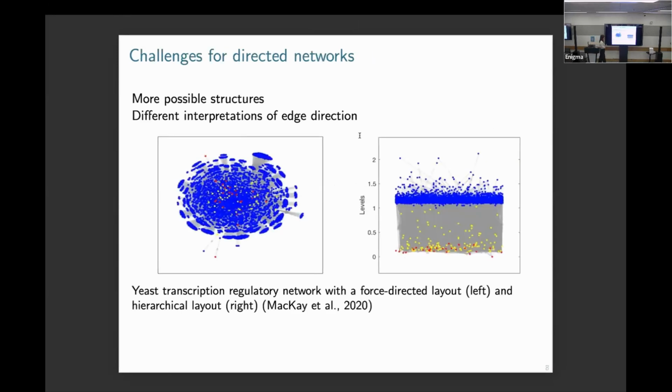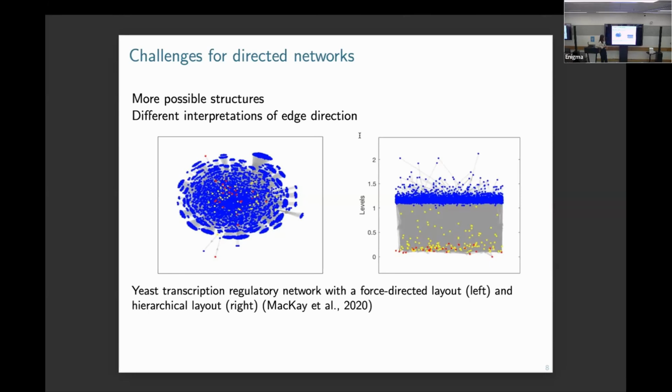Okay, so that's an undirected graph, and now I'll move to the directed case. It can be more complicated because there are more potential structures that we're interested in. For example, there can be a core-periphery structure, where there's a central group that exerts influence on the periphery groups. That could be a hierarchy structure, or that could be a periodic structure.